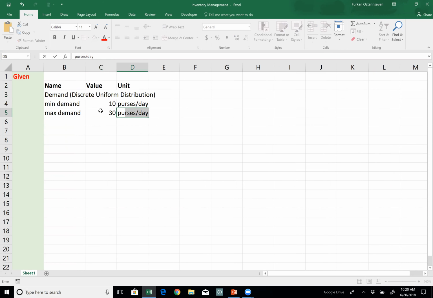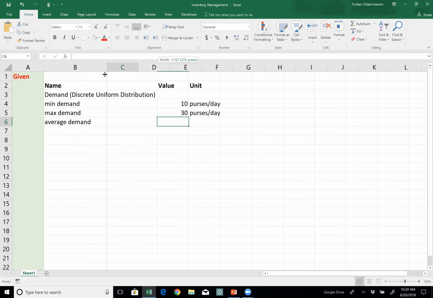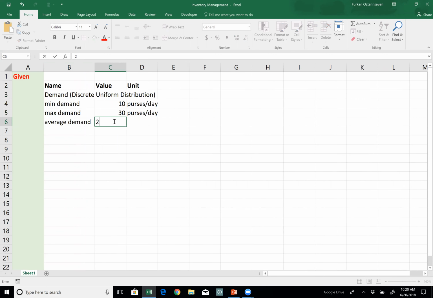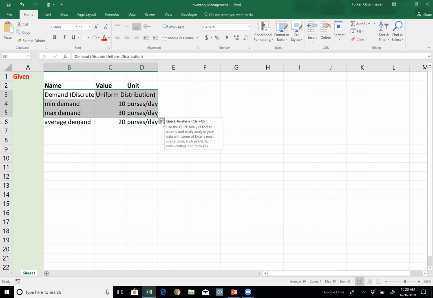So we are selling purses. Okay. So this is not a parameter of this discrete uniform distribution, but let's put here also average demand, which is the average of 10 and 30, which would give us 20 purses per day. All right. So a discrete uniform distribution is going to create a number between 10 and 30. These are integer values with equal probability. So it could be 10, 11, 12, all the way up to 30 per day.